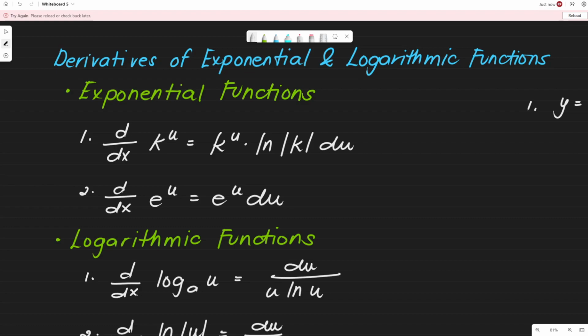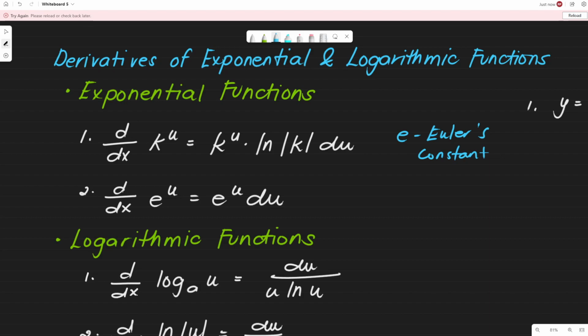Euler's number base. So, for the exponential functions, we have the derivative of k raised to u, where k is the constant and u is the function. That is equivalent to k raised to u ln k du. So yun yung ating formula for the derivative. Then we are asked to find the derivative of e raised to u, where e is the Euler's constant. That is equal to e^u du na lang.